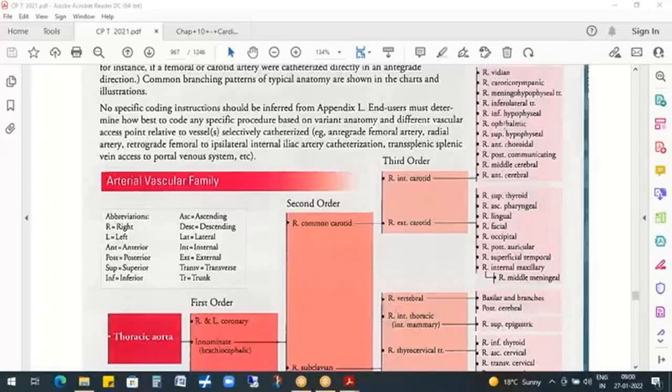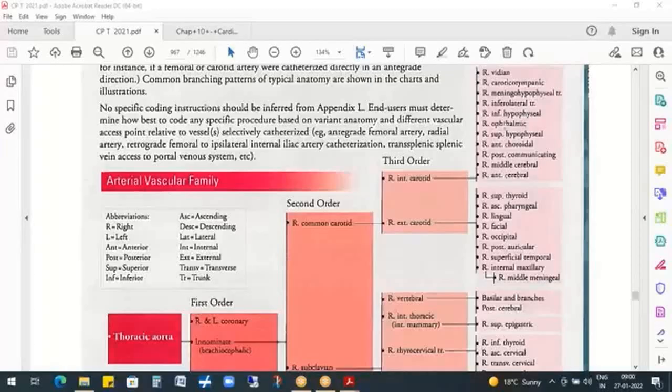First point. Where is the end tip of the catheter? If first order, code from first order only. If the end tip of the catheter is in second order, code from second order only. If the end tip reaches third order, code only from third order. If the end tip crossed beyond the third order, at that time code third order and beyond third order. Understood the rule, everyone? Yes, sir. Okay, now write down these points.